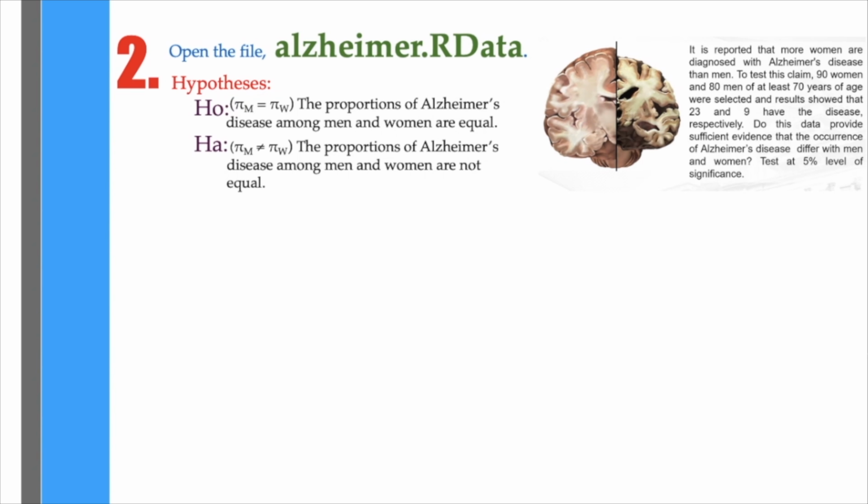As for example number 2, wherein we are trying to determine whether the data provides sufficient evidence that the occurrence of Alzheimer's disease differs between men and women, and as you recall, 23 out of 90 women and 9 out of 80 men based on the samples have Alzheimer's disease. Our null hypothesis was that the proportions of Alzheimer's disease among men and women are equal, and the alternative hypothesis is that the proportions are not equal, or in other words, the proportions of Alzheimer's disease differ among men and women.